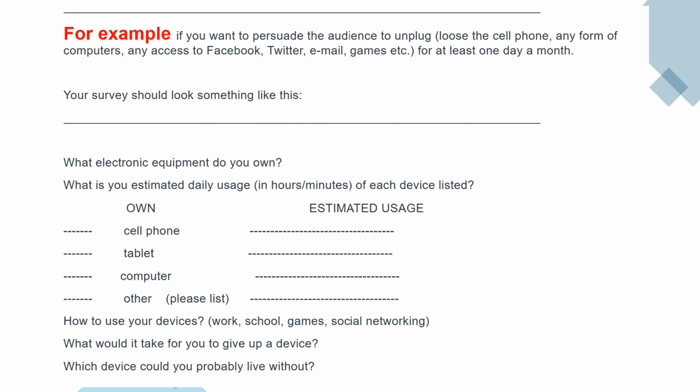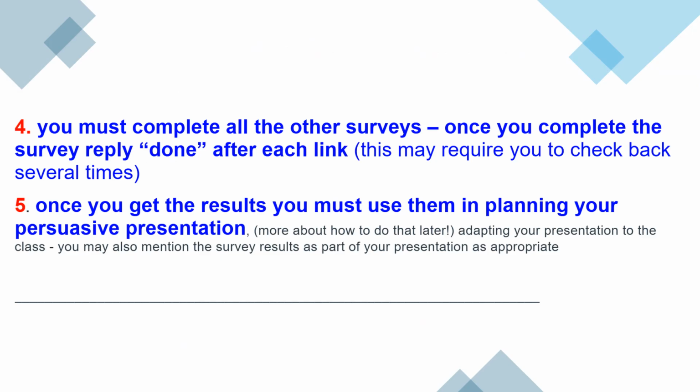So you're going to put this survey online in that discussion. You put the link there, and then you need to go and answer everyone else's survey. So you complete all the other surveys. As you complete them, just write done after their link. And this may require you to come back in a few times to complete new surveys that are posted. You have to complete everyone's survey. Just as you need information for your presentation, everyone else needs it for theirs too. So you have to complete every single survey.